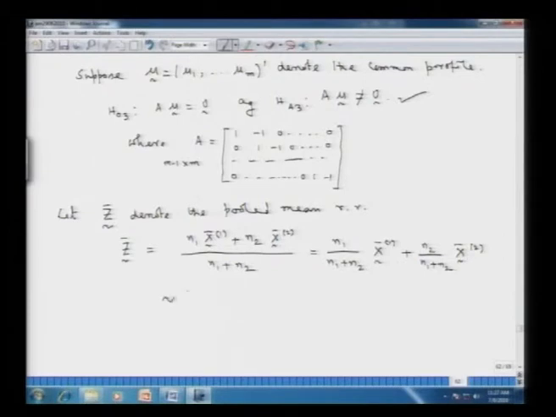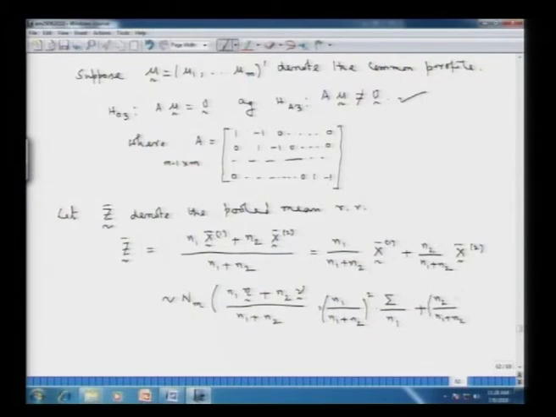The two are independent. So, this would imply that this z bar, the pooled sample mean random vector, will have a multivariate normal distribution with mean vector as n1 times the mean vector of this, which is eta, plus n2 times this new vector, divided by n1 plus n2. That is the mean vector, and then the covariance matrix of this element would be n1 by n1 plus n2 whole square, a scalar constant, multiplied by the variance covariance matrix of x1 bar, which is sigma divided by n1, plus n2 by n1 plus n2 whole square, multiplied by the variance covariance matrix of x2 bar, which is sigma by n2, right.